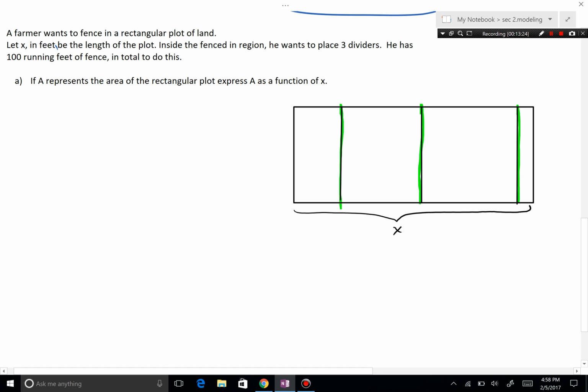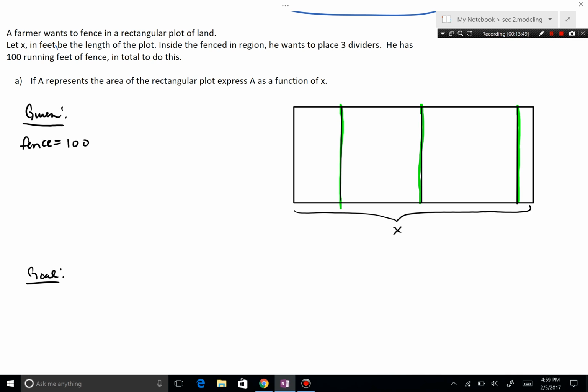Alrighty, guys. So once again, let's figure out what the given is. I'm going to go through and read it again, and we'll figure out what the goal is. The given. The farmer wants to fence this guy in. X is the length. We did that. So my picture is part of my given. He wants to place 3 dividers. He has 100 feet of fence. So that's what they gave us, 100 feet of fence. I don't need you guys to do anything yet.